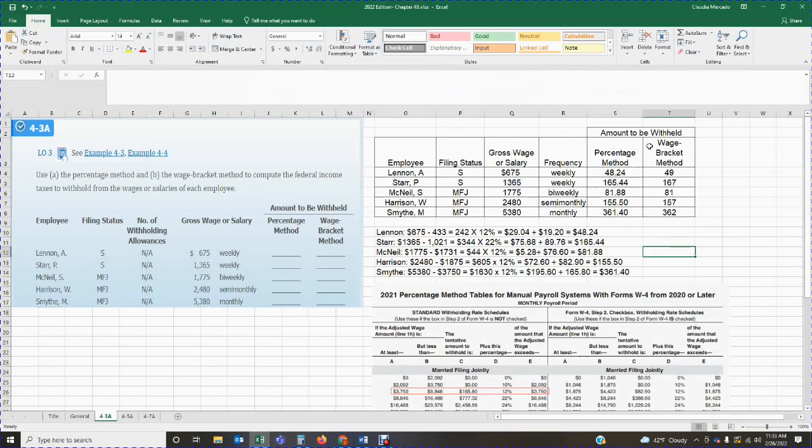So that is the completed problem. I hope it helps you understand a little bit better how to do the percentage method and the wage bracket method calculations for federal income tax. So that is basically it for this lecture.